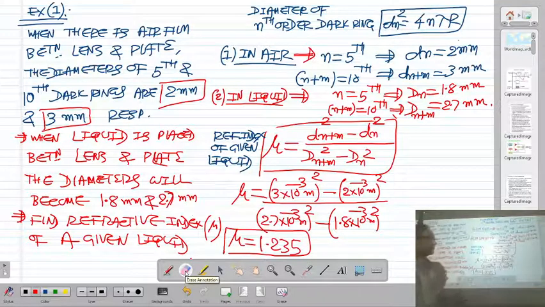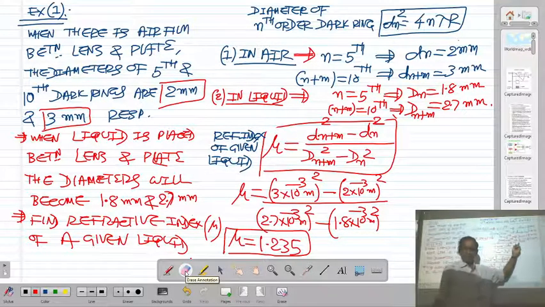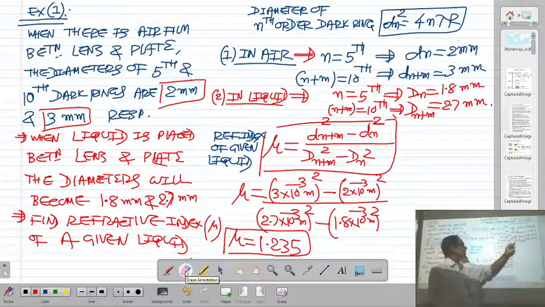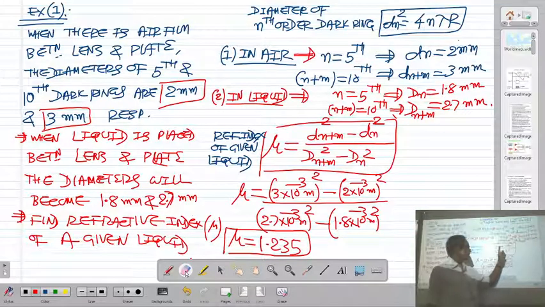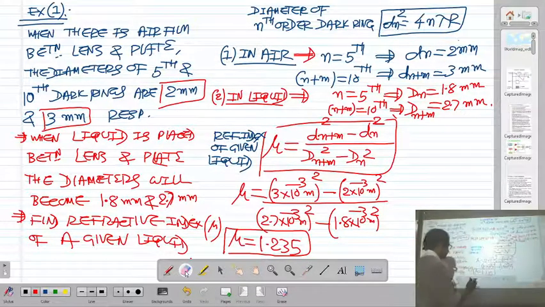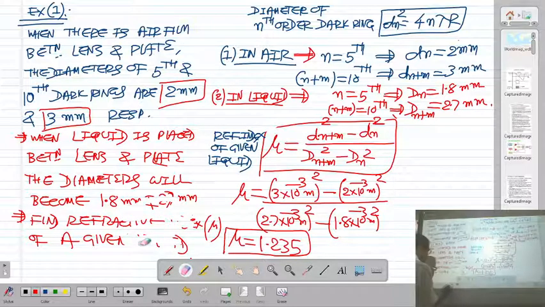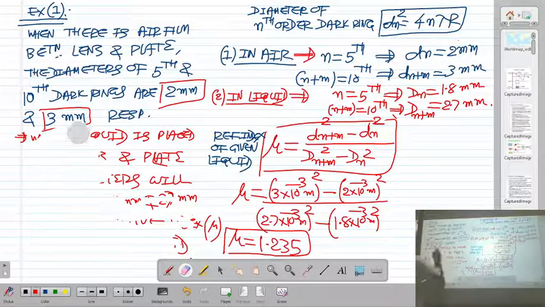But here you have to take care that small dn plus m and small dn are the diameters of the n plus m and nth order dark rings in air, and capital Dn plus m and capital Dn are the diameters of the n plus m order dark ring and nth order dark ring in liquid. Okay, we take another example and then we'll stop.